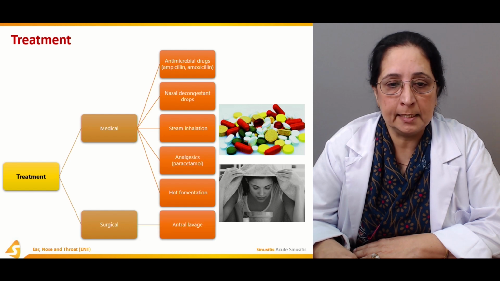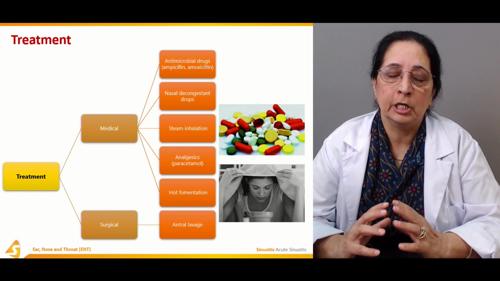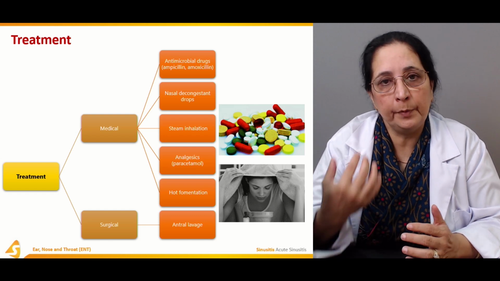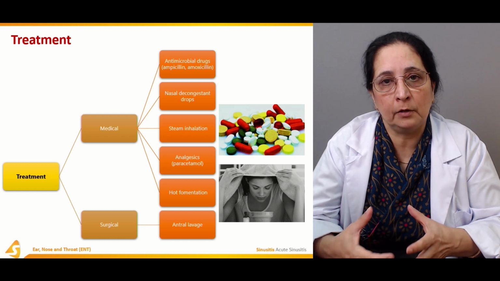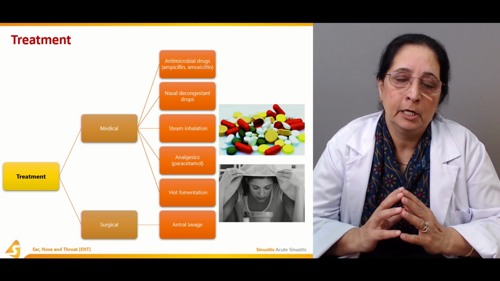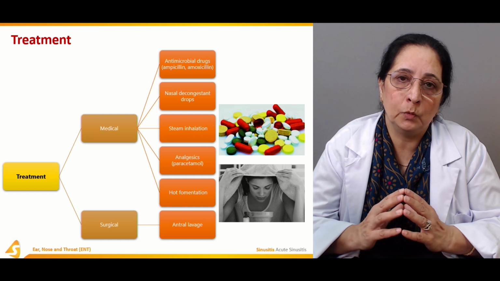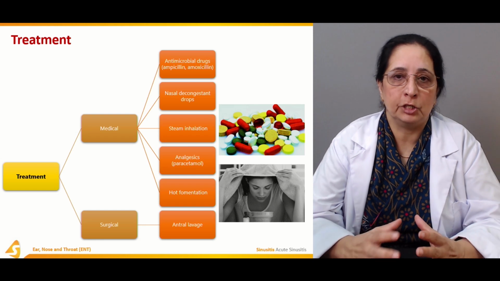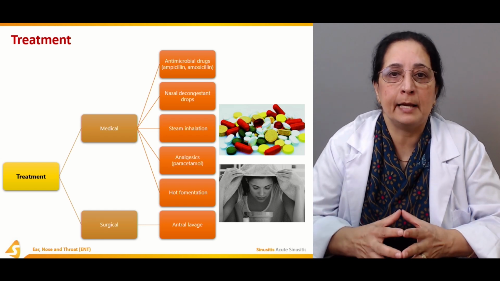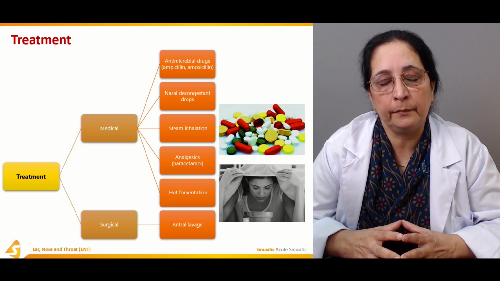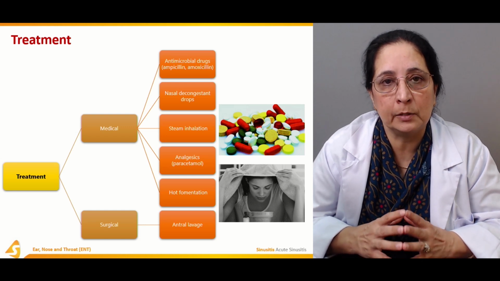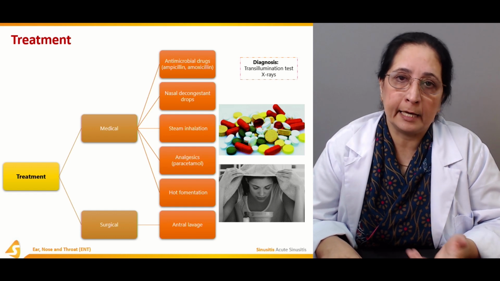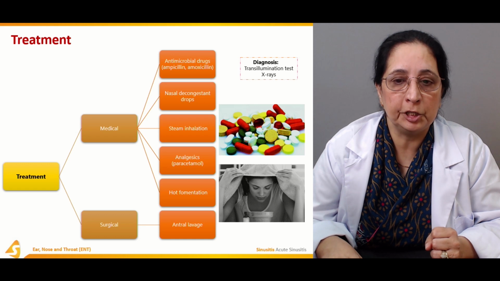Surgical treatment is antral lavage. If there is blockage of the maxillary antrum, the opening is closed, then drainage of the secretion is not possible. Lavage of the antrum, to open up the opening, helps to relieve the condition. All these are the different treatment options for acute maxillary sinusitis. The diagnosis is by X-rays and the trans-illumination test.